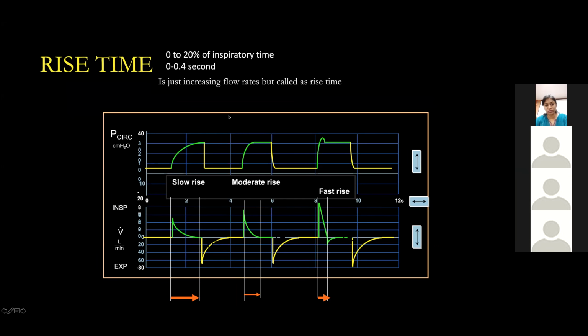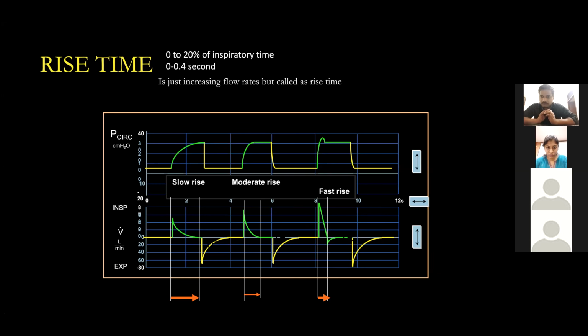So what is rise time? You see here, what is the time that is required for the pressure to go from 0 to almost 35? This much time it is taking. Look here, it is taking only this much time. Look here, it is taking only this much time. So what have I increased? If I increase rise time, the ventilator increases the inspiratory flow. They could have called it flow, but to confuse us further, they have just put it as rise time.